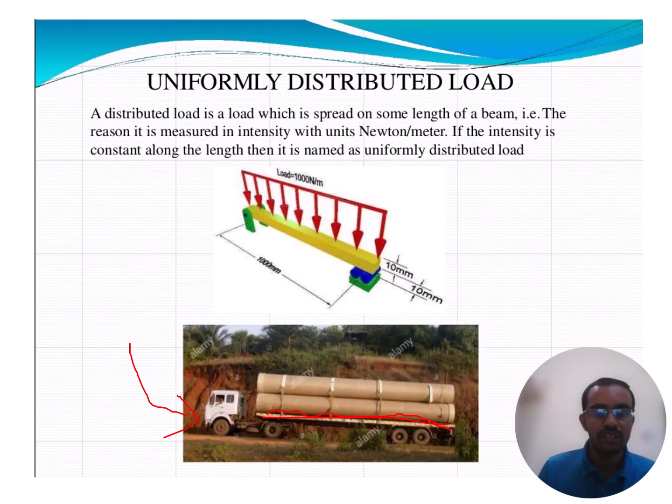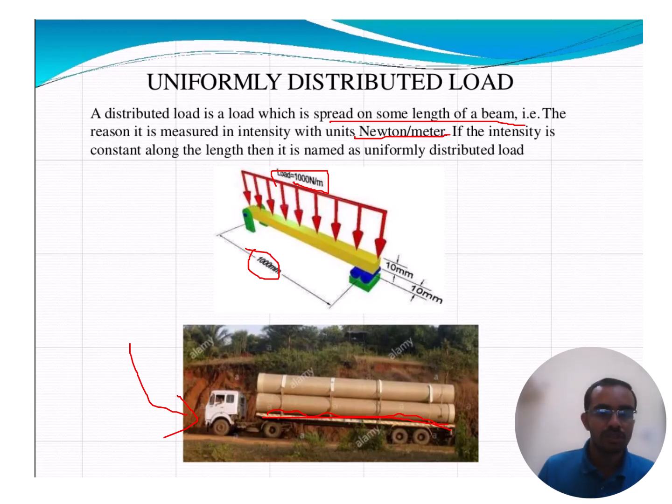See the example, 1000 Newton per meter. What is the total length? 1000 meter. This shows load acting on each and every meter length of the beam, spread over some length of the beam. Okay, the unit of the UDL load is Newton per meter. The intensity is distributed along the length of the UDL. Shortly it is represented as UDL, so I am using the term.